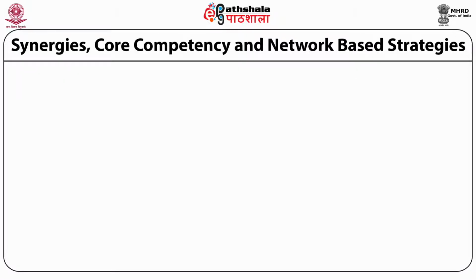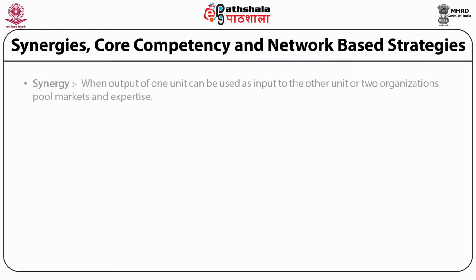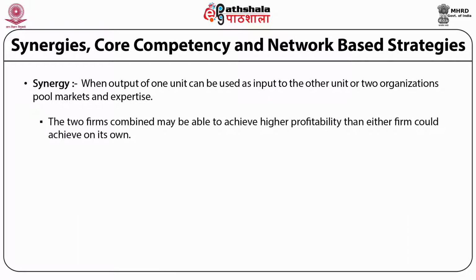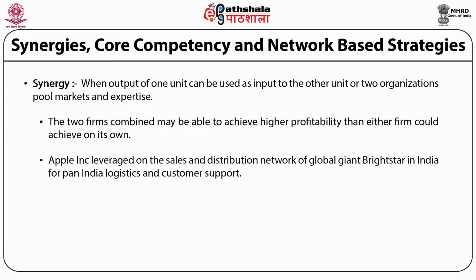Let us look at the synergies, core competency, and network-based strategy. The very first, the synergies. When the output of one unit can be used as input to the other unit, or two organizations pool markets and expertise. This helps in expanding the geography and forms tie-ups in rural services with high-end chains of its own financial services. Information services could help the merged companies in pooling resources, consolidating operations, lowering retailing cost, and increasing cross-marketing of financial products. The two firms combined may be able to achieve higher profitability than either firm could achieve on its own. Apple leveraged the sales and distribution network of global giant Brightstar in India for pan-India logistics and customer support.